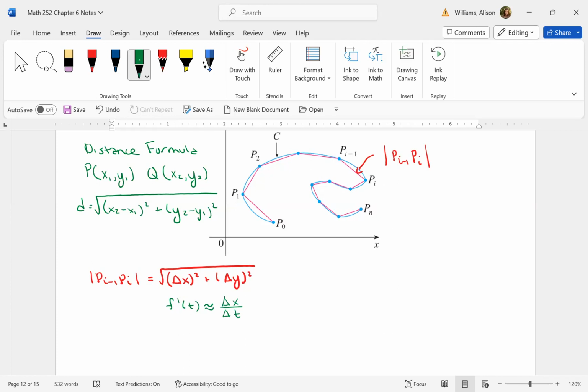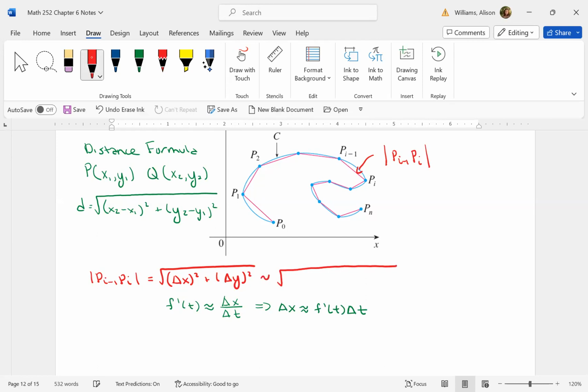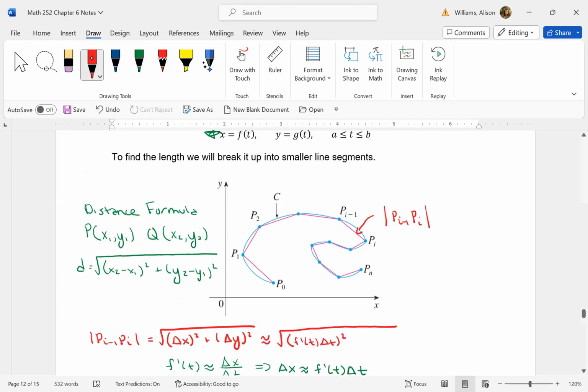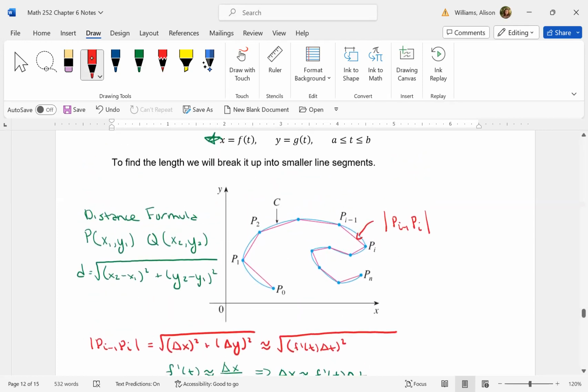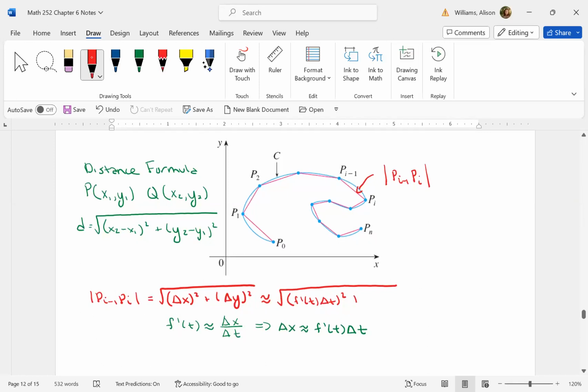So if I wanted to be clever, I could write then that delta x is approximately equal to f prime of t delta t, right? Solving for delta x. Okay, so I'm going to plug that up into the distance formula here, and that's approximately equal to f prime of t delta t squared instead of delta x. And then instead of delta y, I'm going to use the notation for the parametric equation for y, which was g. So delta y could be thought of as g prime of t delta t.